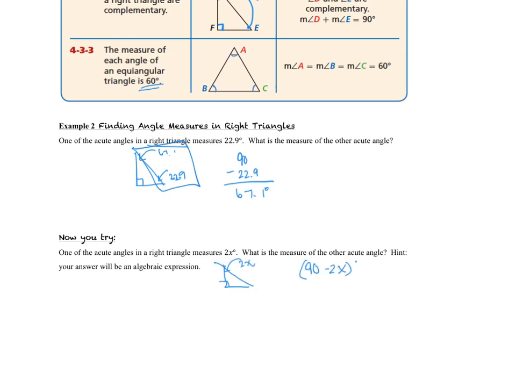Okay, one of the acute angles in a right triangle measures 2x. Well, to find the other one, we would subtract from 90. So I'm just doing 90 minus 2x. It says, hint, your answer will be an algebraic expression because I cannot subtract 2x from 90 since they're not like terms. So that's my final answer.